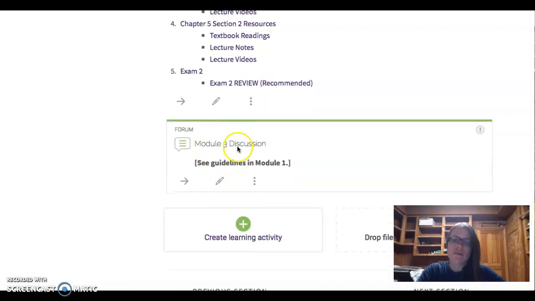And then at the end, you're going to have a Module 3 discussion, and you're going to have to answer a question that is posed, and it is a required assignment.